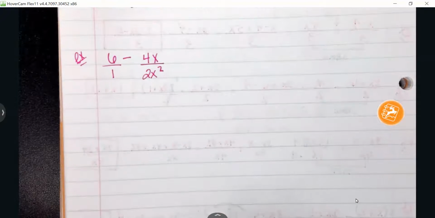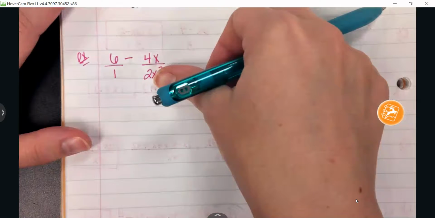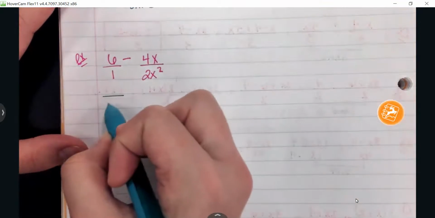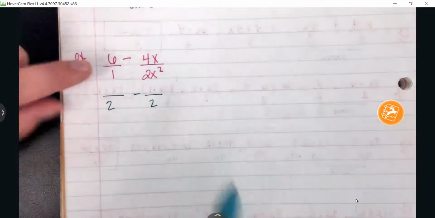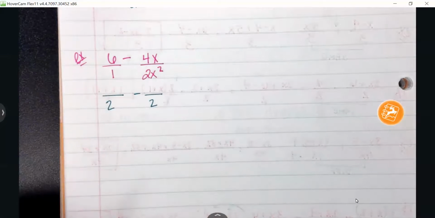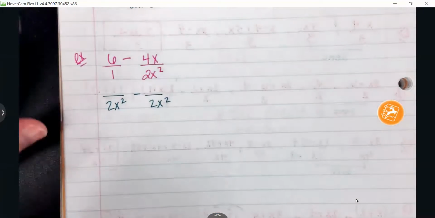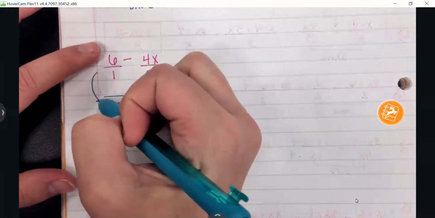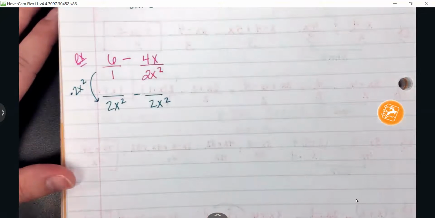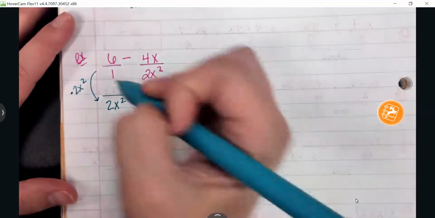So now I need a new denominator. I have a 1 and a 2x squared. So if I have a 1 and a 2, what's my new denominator going to be? 2. So I know both of these are going to have a 2. And if I have nothing and I have an x squared, what is my letter going to have to be in my denominator? X squared. So how do I get from 1 to 2x squared? I multiply by 2x squared. So what is 6 times 2x squared? 12x squared.